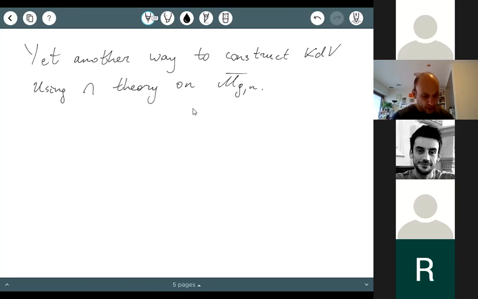So I would like to motivate it a little bit, because it seems like a very roundabout way to construct KdV. After all, there are already many constructions. Why do we need one more? So there are several advantages. First of all, it is a theory that constructs many integrable hierarchies in a uniform way.